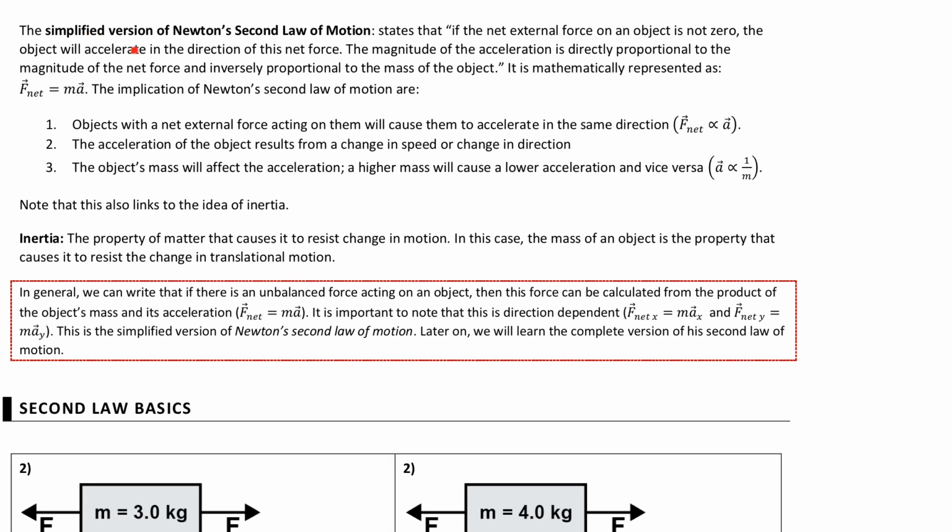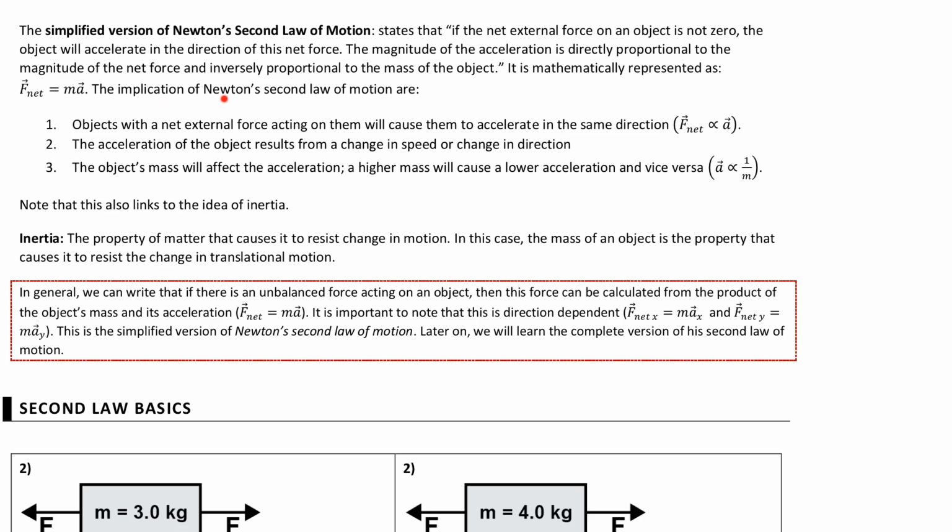So in a simplified version of the second law of motion, this states that if the net external force acting on an object is not 0, the object will accelerate in the direction of this net force. The magnitude of the acceleration is directly proportional to the magnitude of the net force and inversely proportional to the mass of the object. It is mathematically represented as Fnet is equal to mass times acceleration.